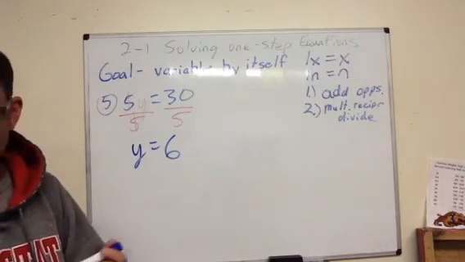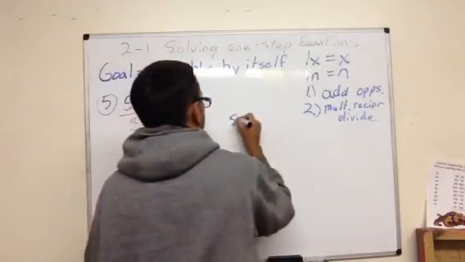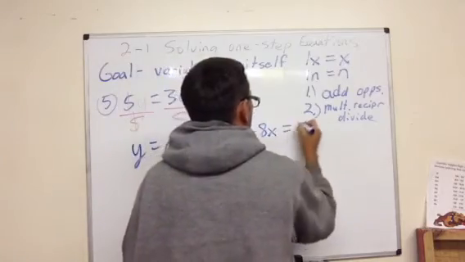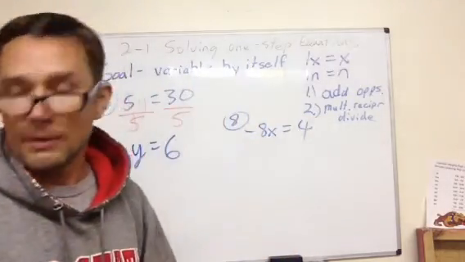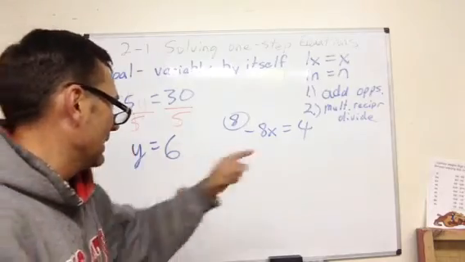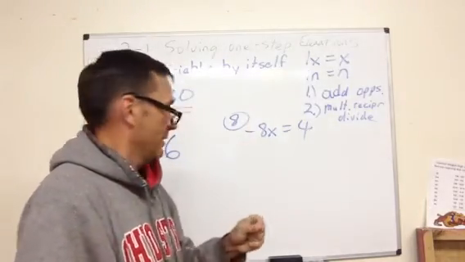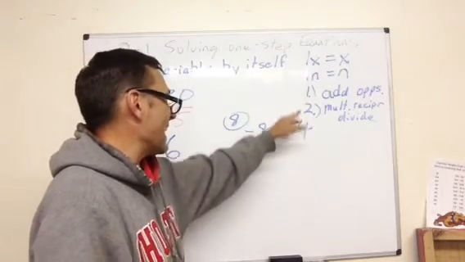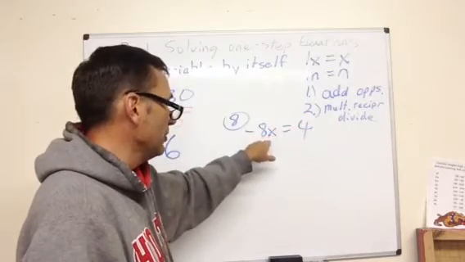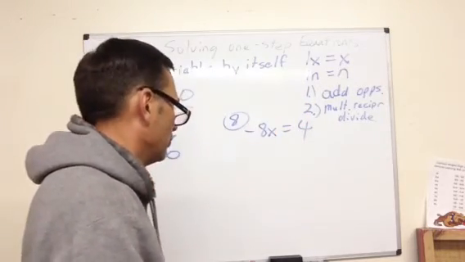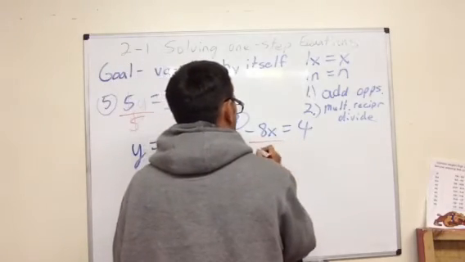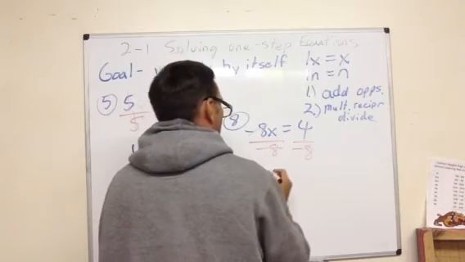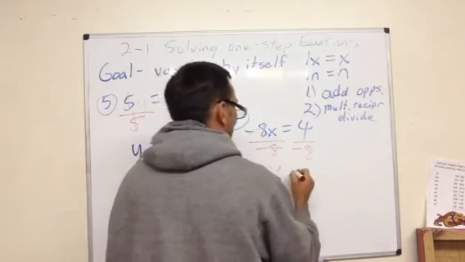We're going to skip ahead to number 8. Negative 8x equals 4. Now, again, read this and plan. We have negative 8. Remember, this is times x. So, adding opposites doesn't help. What we need to do is divide by this to get x down to 1x. So we divide by negative 8. Negative 8 and negative 8 cancel, so we are left with just x there.